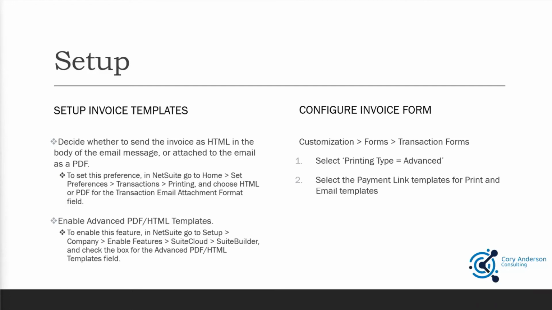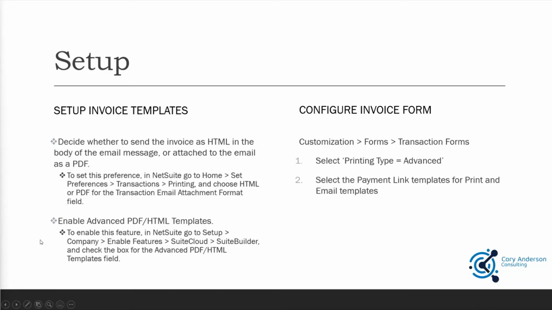And once you have those things done, then you want to configure the invoice form. That's under Customization, Forms, Transaction Forms. When you get to that form, you're going to choose the printing type of Advanced, and then select the payment link templates for the print and email templates. So let me jump into NetSuite.